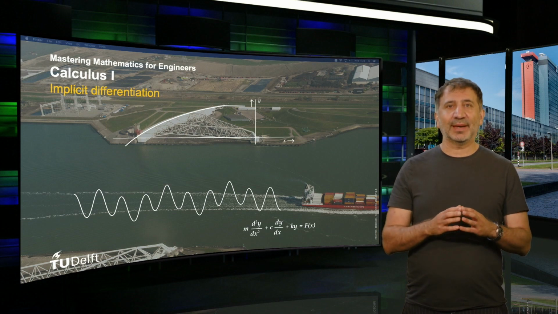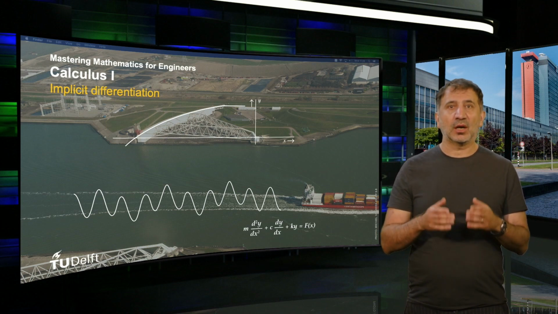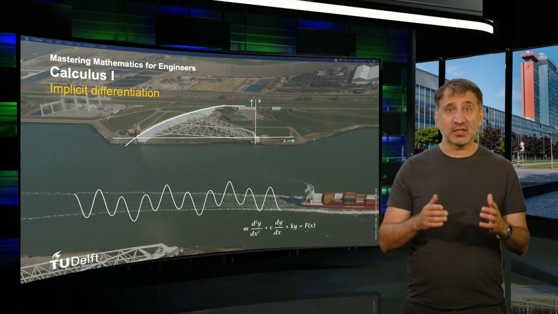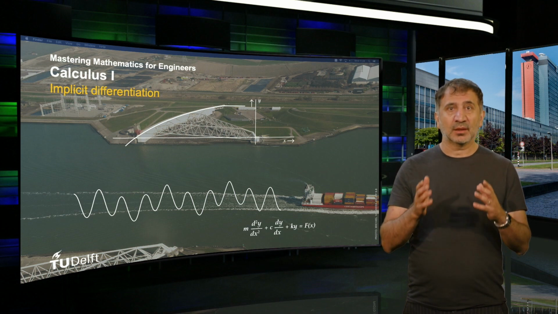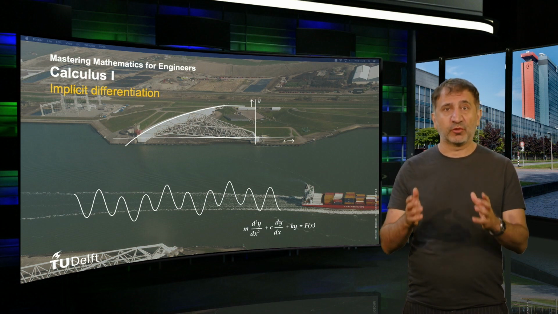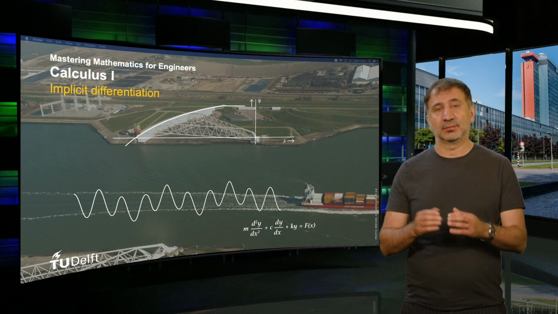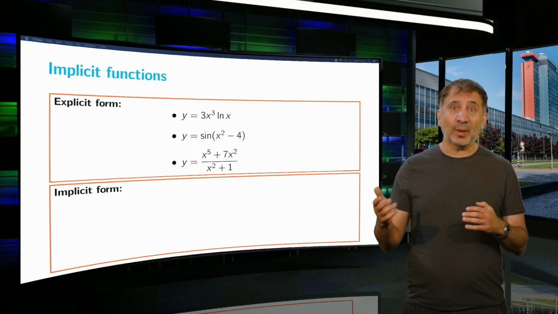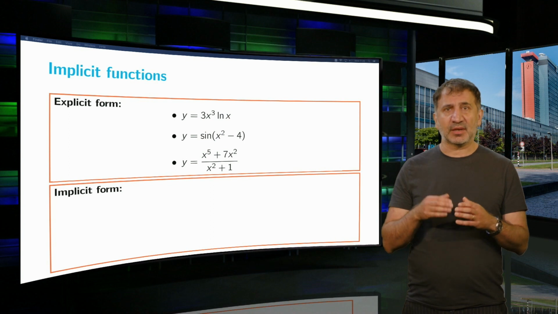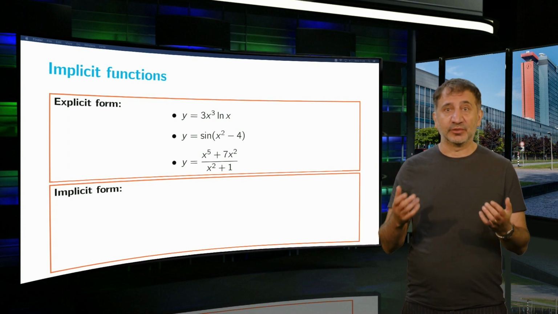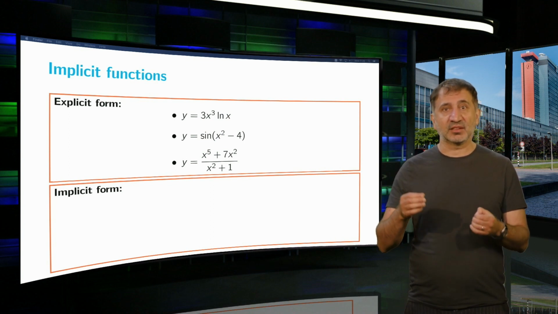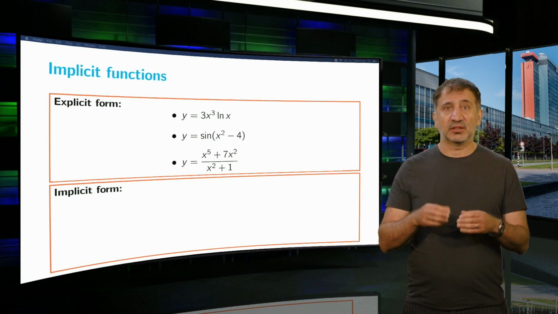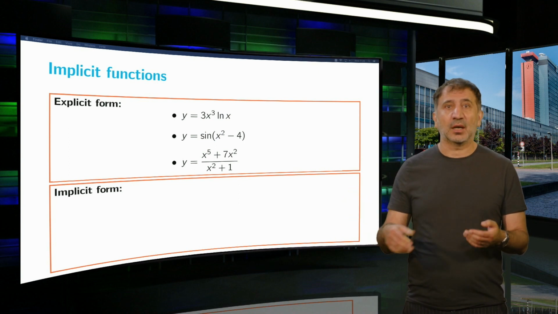Hi, welcome back again. So far, all our functions have been explicit functions. This means they have been given by formulas of the form y equal f of x, in which the dependent variable y on the left is given explicitly by an expression on the right involving the independent variable x. The functions you see on the slide are some examples.